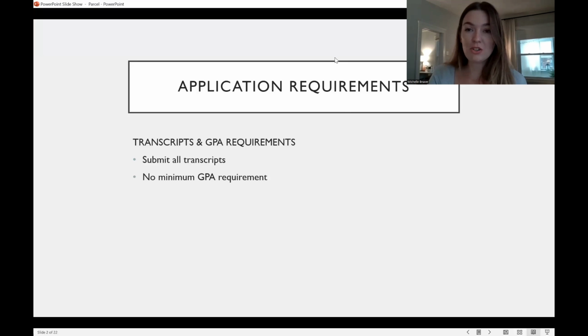Okay, so when it comes to application requirements, the school is going to ask for a couple different things. The first is your transcripts and your GPA. They want you to submit every transcript for every academic institution that you have attended. In addition to that, they have no minimum GPA requirements. Instead, they have taken an approach that is more holistic in nature. They really want to get a sense of who you are as a person and as a potential social worker.